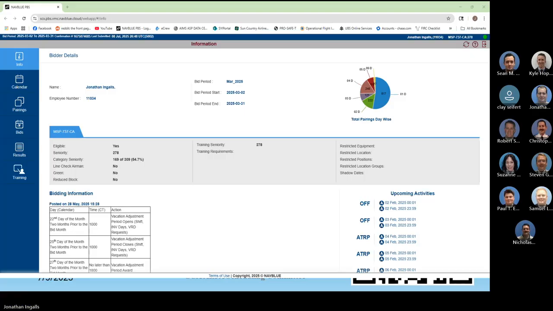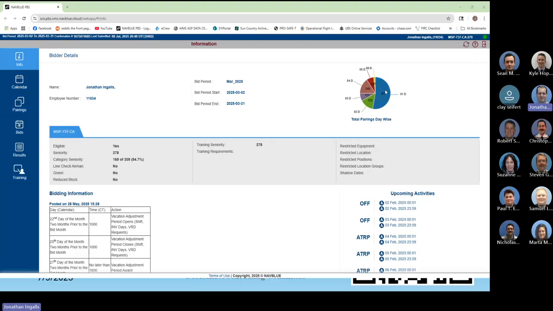Well, starting from the top, bidder details. My name, Jonathan Ingalls, my employee number 11034. We are looking at March 2025 pairings right now. The bid period started March 2nd and went on to March 31st.